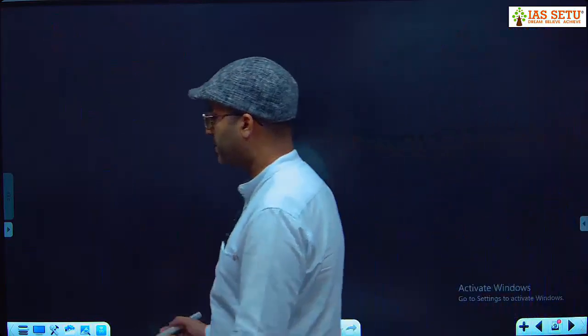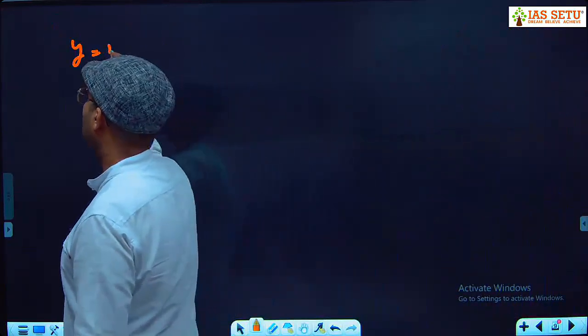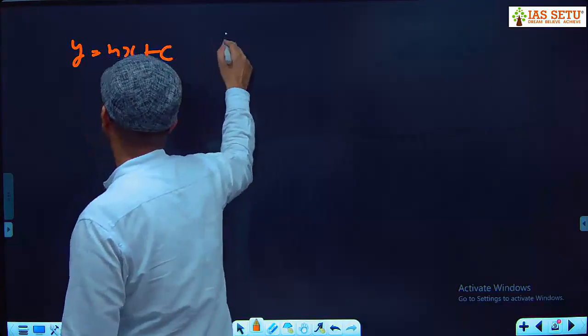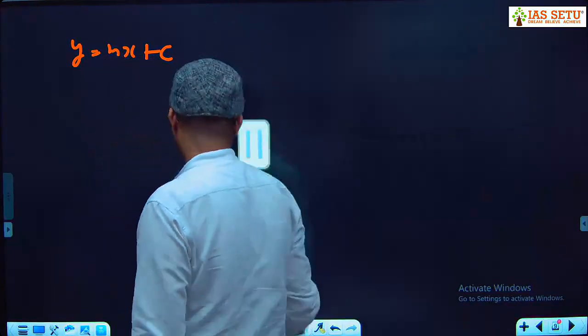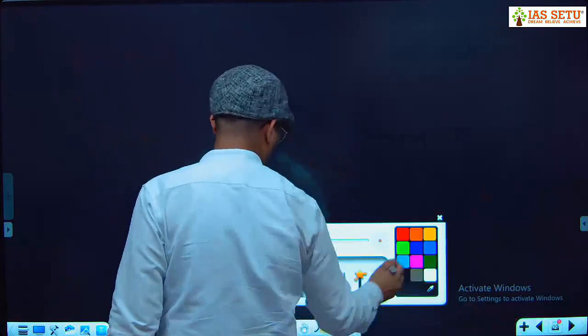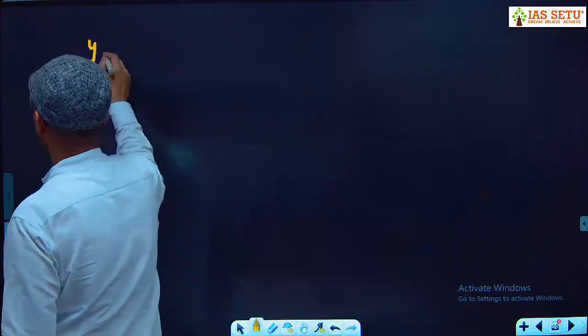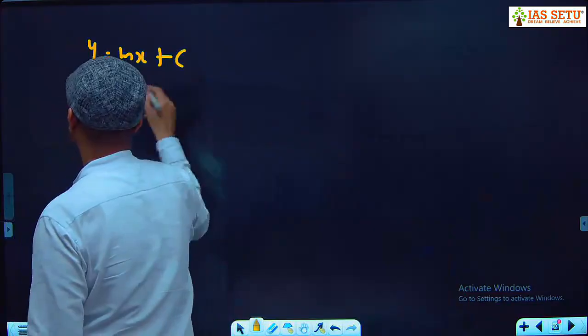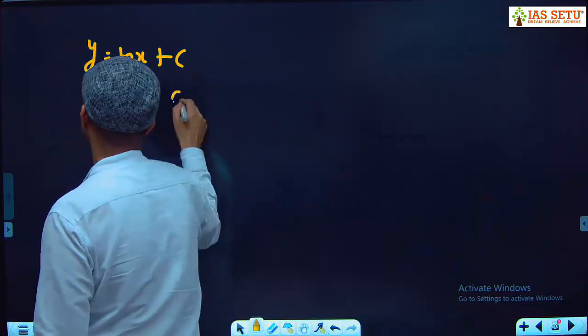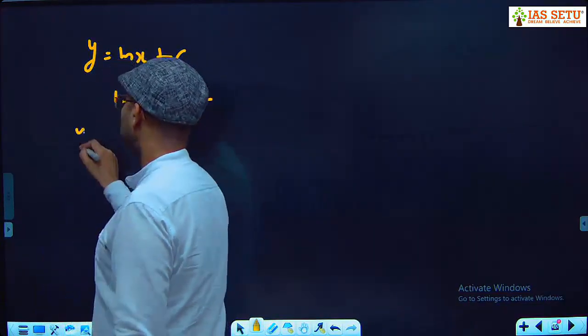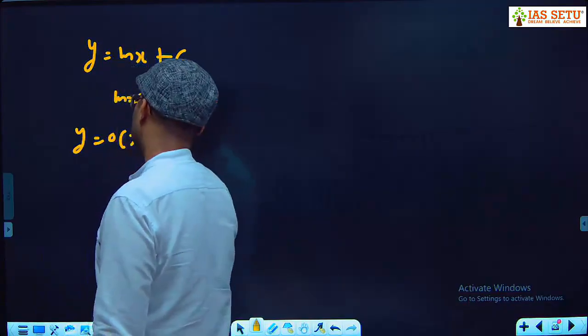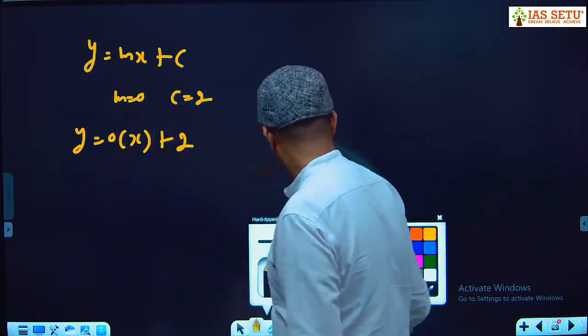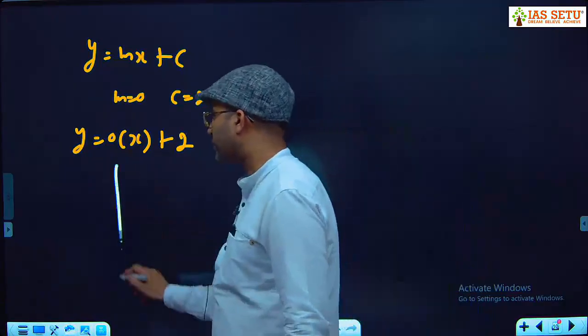Second is where I take m as 0. I take slope 0. Y is equal to mx plus c. I take m 0, c 2. So it is y equals 0x plus 2. I take different values of x.